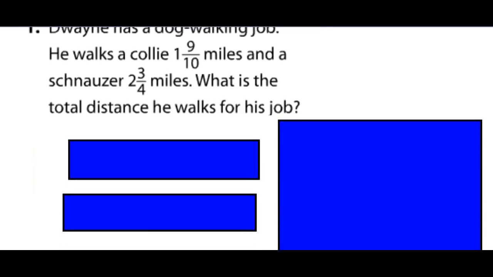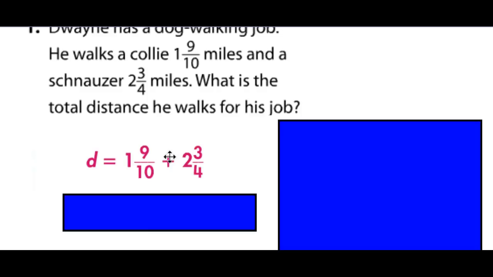So your equation for this one should be D or F or Z, whatever your variable is, equals 1 9/10 plus 2 3/4. Okay, so if that's correct, go ahead and solve it. If it's not, rewrite this in as your equation and then solve and come back and check your answer.